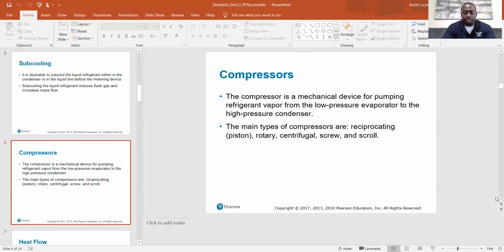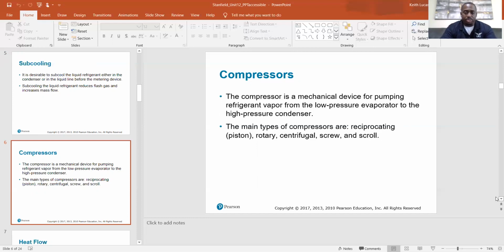So the compressor is the heart of the system. It's what pumps the vapor refrigerant through the system. And it's a vapor pump, not a liquid pump. Can't stress that enough. You can't compress a liquid. If liquid gets in your compressor, you're gonna break your compressor. So it's a vapor pump.